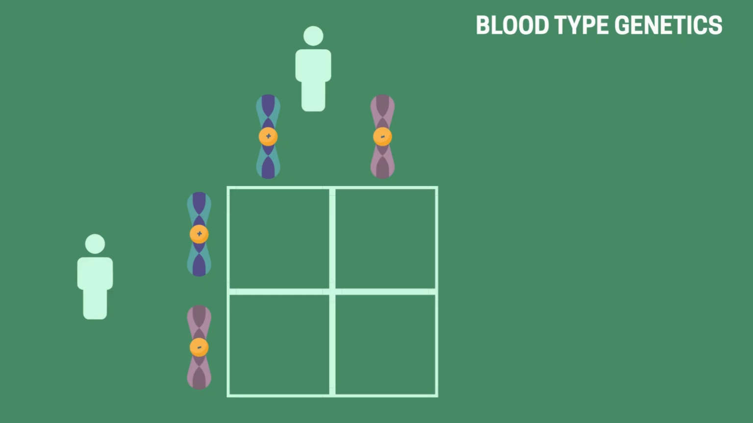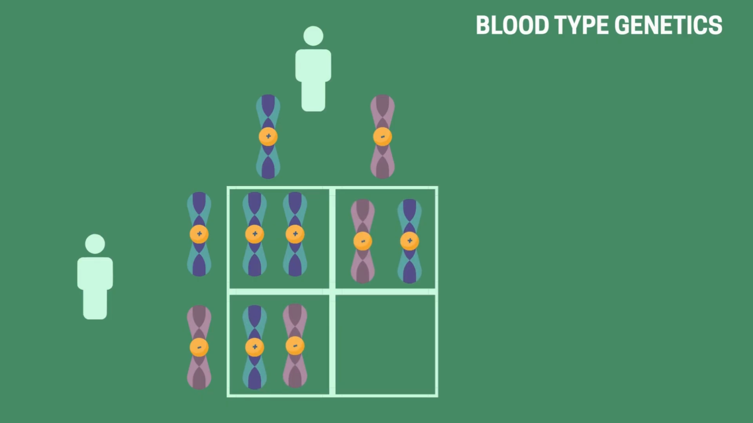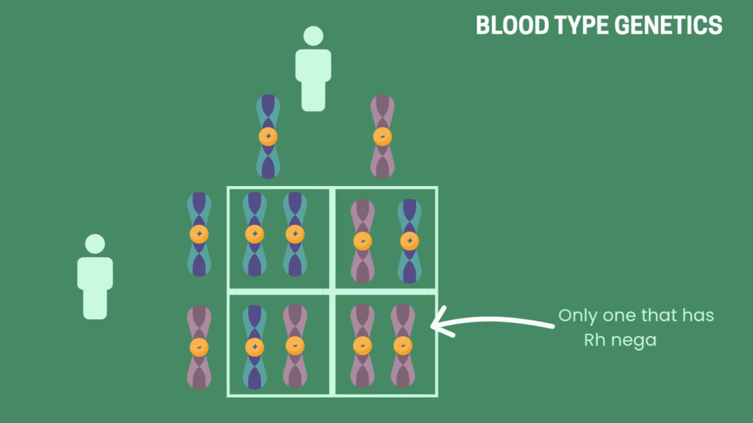their child. This results in the following possibilities for the child: 25% chance of inheriting 2 positive alleles, resulting in Rh positive blood, 50% chance of inheriting 1 positive and 1 negative allele, also resulting in Rh positive blood, and a 25% chance of inheriting 2 negative alleles, resulting in Rh negative blood. Since only 1 positive allele is needed for Rh positive blood, there is a 75% chance the child will be Rh positive and a 25% chance the child will be Rh negative.